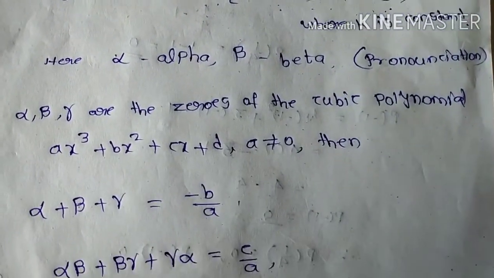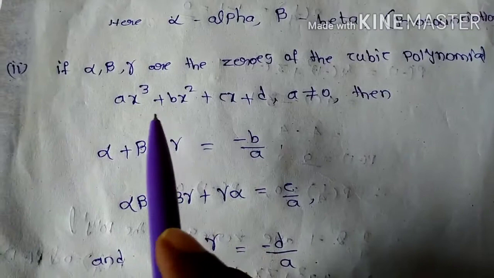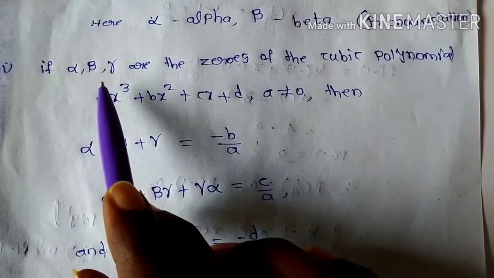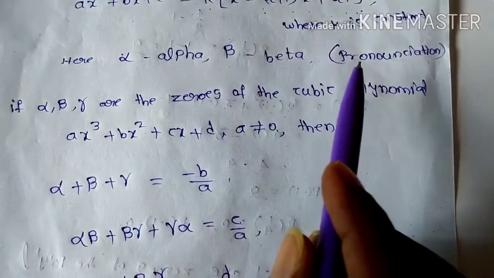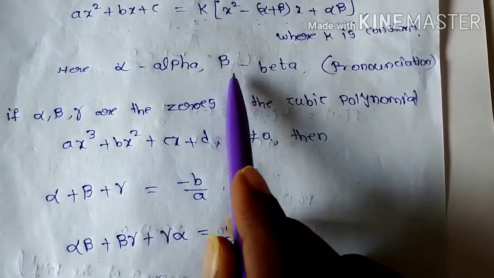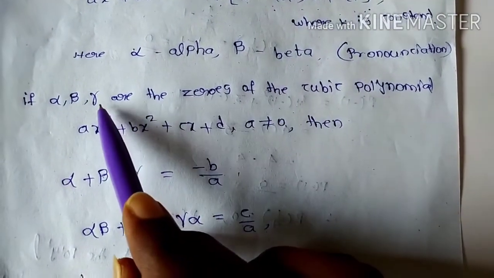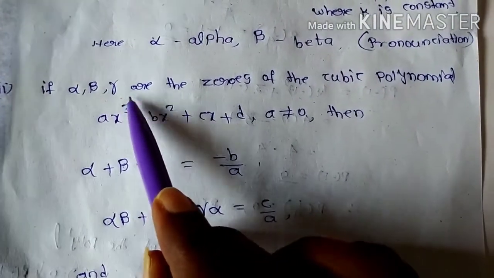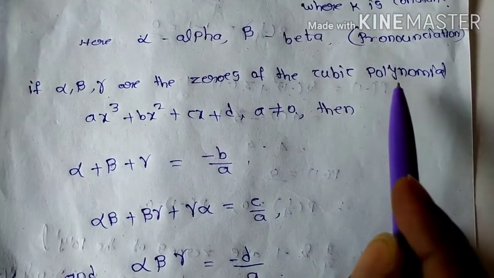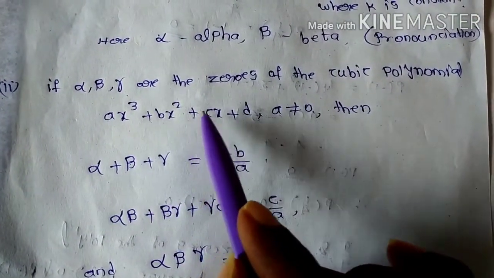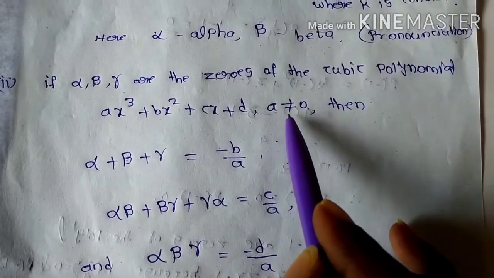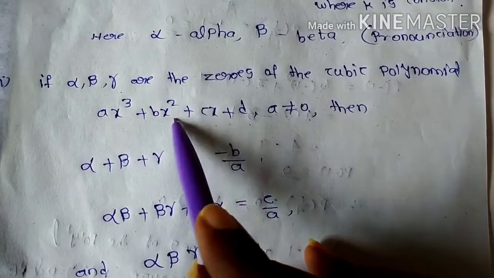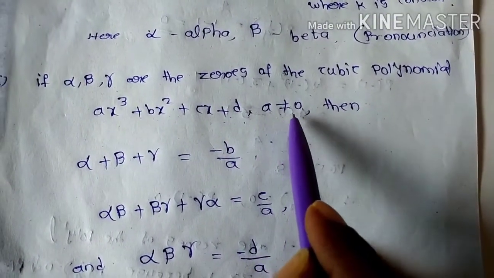Next you can see here the cubic polynomial. Just you can remember here, if alpha, beta, gamma are the zeros of the cubic polynomial ax cube plus bx square plus cx plus d, where a is not equal to 0. See, if a is equal to 0, this is a quadratic polynomial, yes, so that you can write here a is not equal to 0.